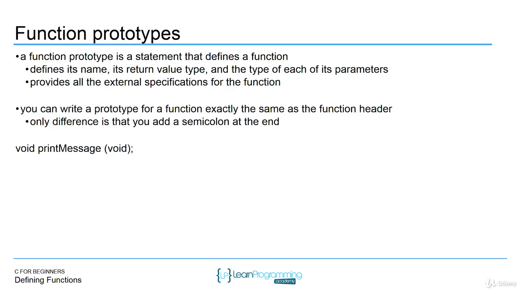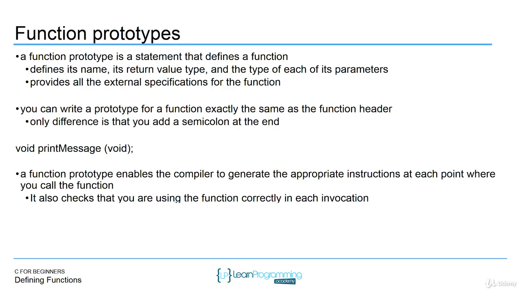You want to write a function prototype the same way as you write the function header. The only difference is that you put a semicolon at the end. And this is just declaring the function. This is saying the function exists. A function prototype enables the compiler to generate the appropriate instructions at each point where you call the function. It also checks that you're using the function correctly in each invocation.